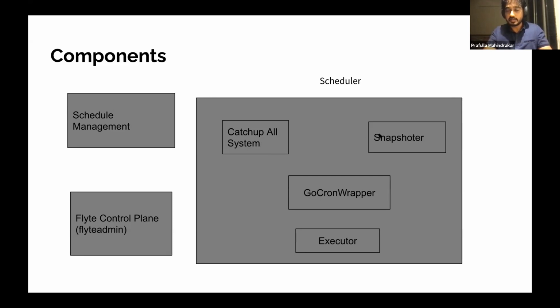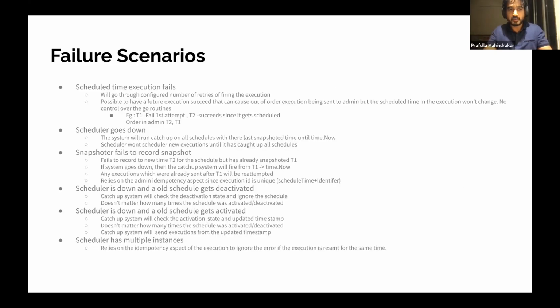So it utilizes whatever information has been saved by the snapshotter, and additionally, whatever is saved by the schedule management system. And it decides which are the schedules that it needs to send for execution. So yeah, those are the main components that I had over here.